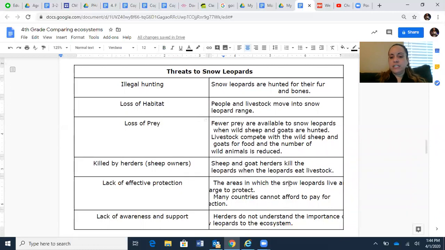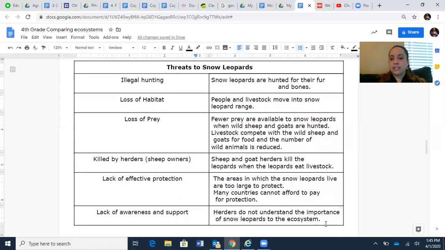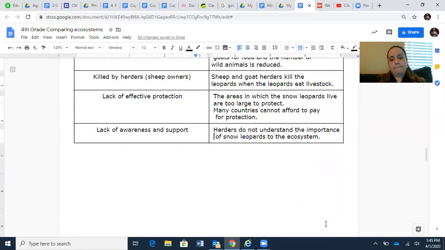All right, lack of effective protection. So the areas in which the snow leopards live are too large to protect. Many countries can't afford to pay for protection. Herders, so this is lack of awareness and support. Herders do not understand the importance of snow leopards to the ecosystem. So those things tell me why a snow leopard is threatened to not survive anymore.